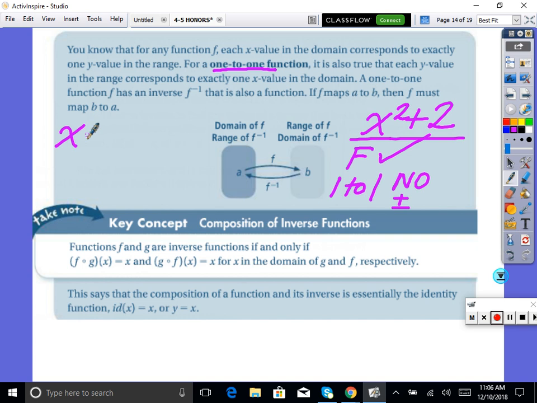So what about this? x minus 3, is it a function? Yes. Is it one-to-one? Yes, because the inverse is also a function. Do you guys see what one-to-one means?